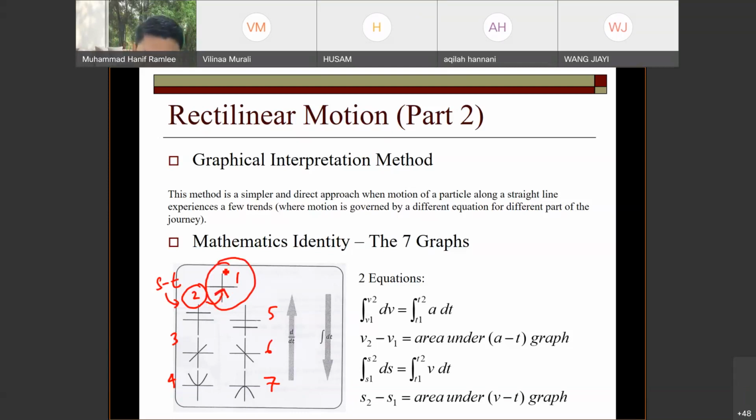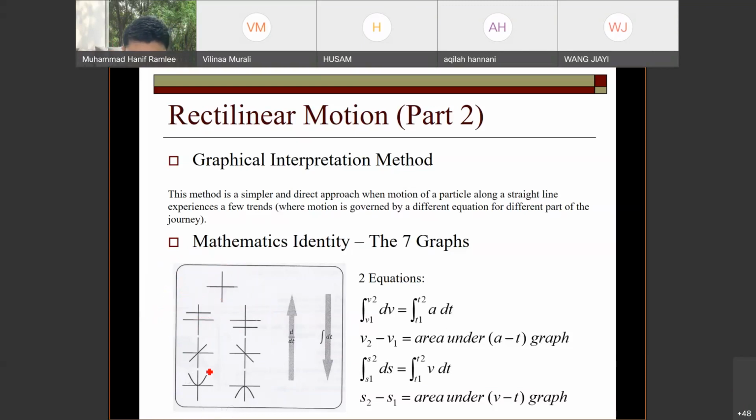Let's say the ST graph here is a linear graph. So let's say S equal to, for example, 10. If you want to get the V, you have to differentiate this one. You will have V equal to 0. Okay, like this. And maybe I can show you another example.